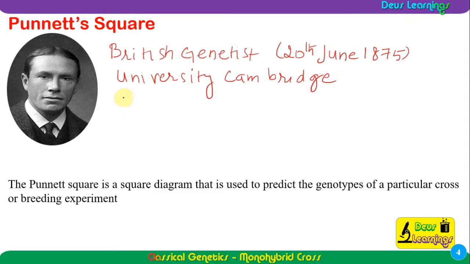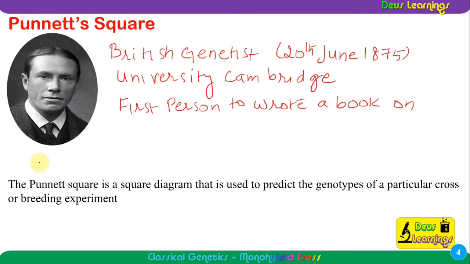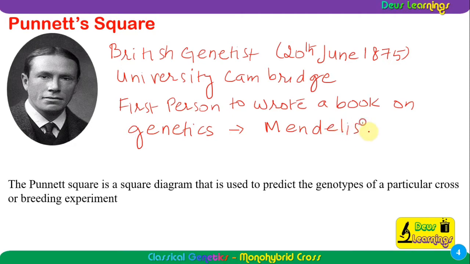He was the first person to write a book on genetics. Importantly, he wrote the first book on genetics. That's interesting. Today we have so many books on genetics, but he was the first person. And the name of the book was Mendelism, which was published in 1905.